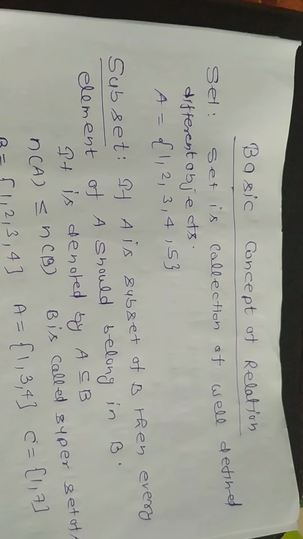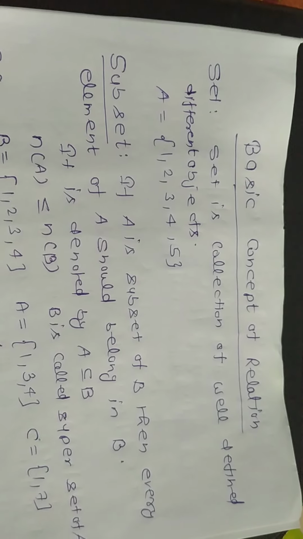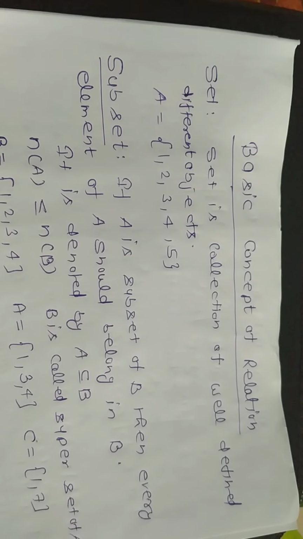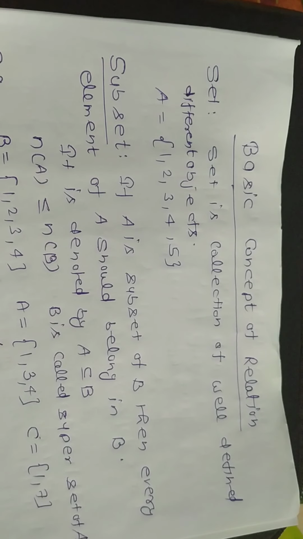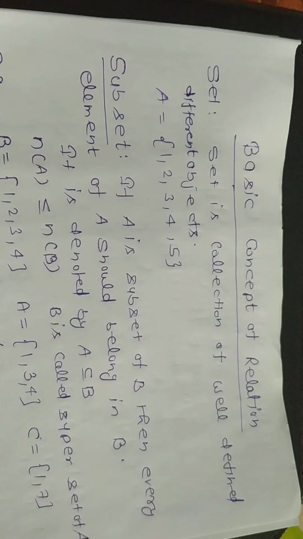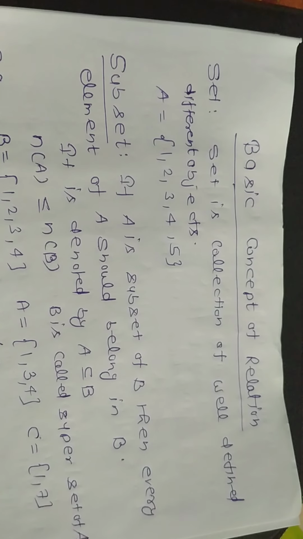रिलेशन फंक्शन को अच्छे से समझने के लिए हमें उसके बेसिक कॉन्सेप्ट की जानकारी होनी चाहिए, जिसको हमने क्लास 11 में पढ़ रखा है। सेट्स क्या है, सबसे पहले ये जानना चाहिए। सेट इज कलेक्शन ऑफ वेल डिफाइंड ऑब्जेक्ट्स एंड डिफरेंट ऑब्जेक्ट्स ऑल्सो, and it is denoted by the capital letter of English alphabets.